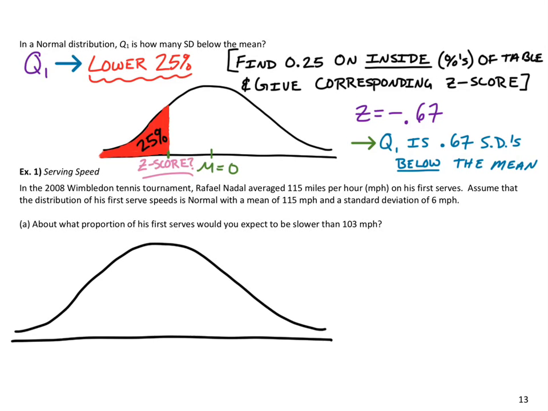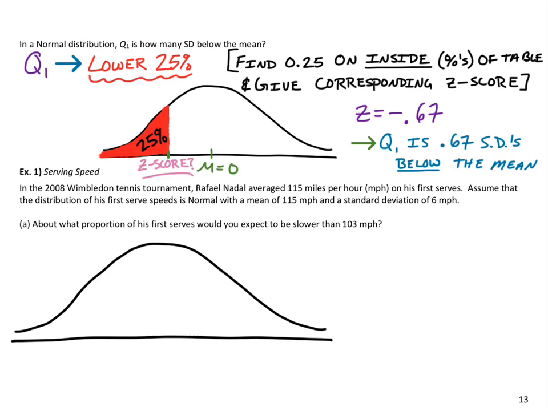So this guy Nadal, pretty good tennis player. Average serve about 115, depending on how he's feeling, I guess. And then the standard deviation is 6 miles per hour. So this is the distribution, and I just drew the normal curve, right? Hopefully you guys are really good at drawing those by now. This is the distribution. The only two things you need to know are the mean and the standard deviation.